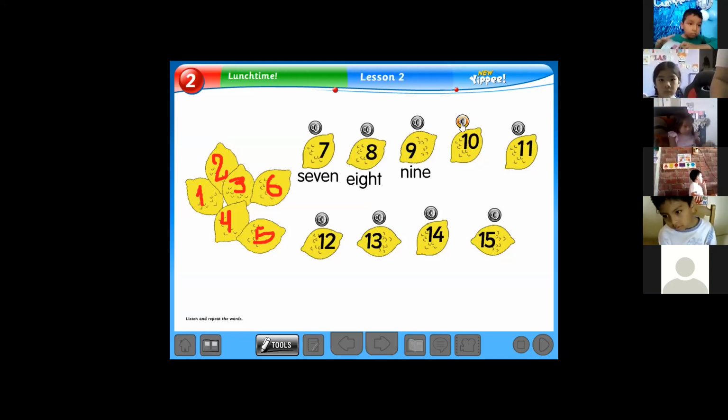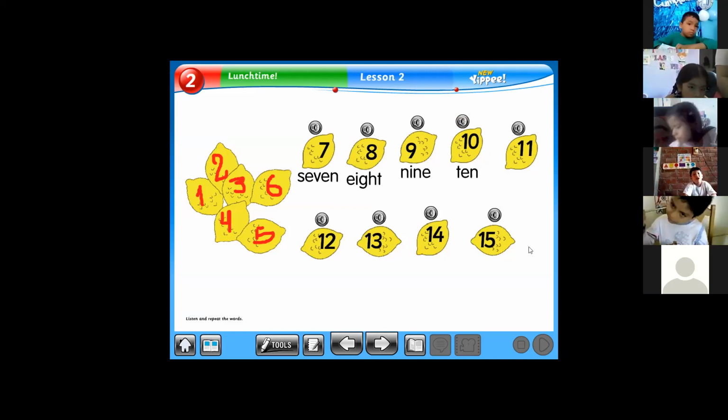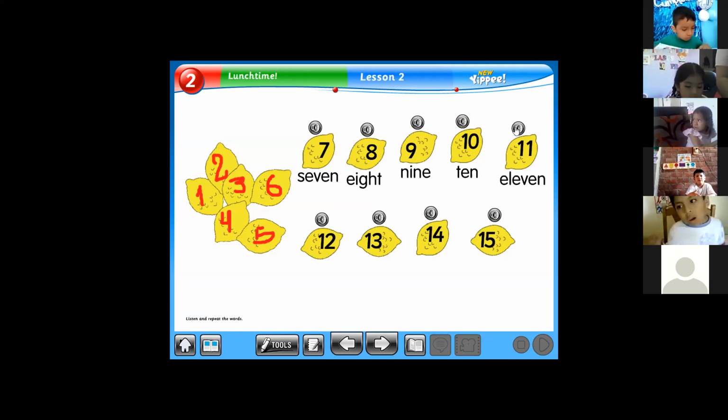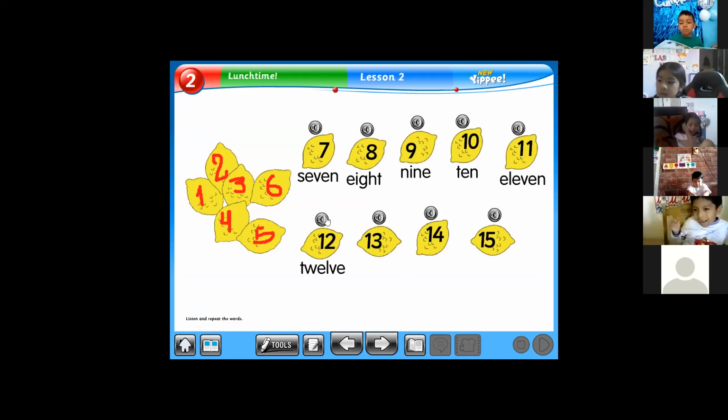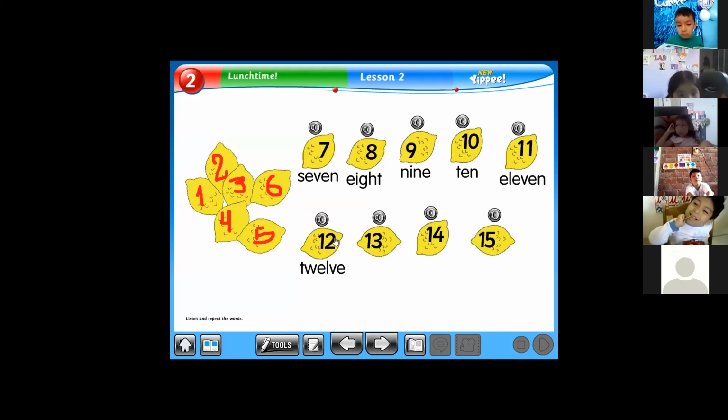Continue. Listen. Ten. What number is this? Ten. Yes, it's number ten. Okay. Continue. What number is this? Look. Eleven. Eleven. Continue. Twelve. What number is this? Twelve.